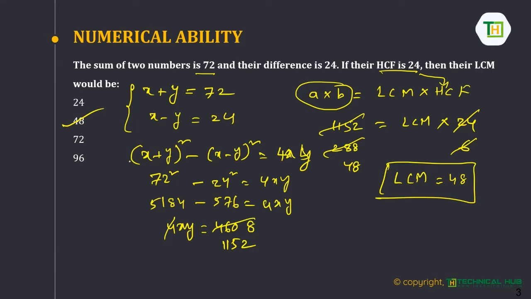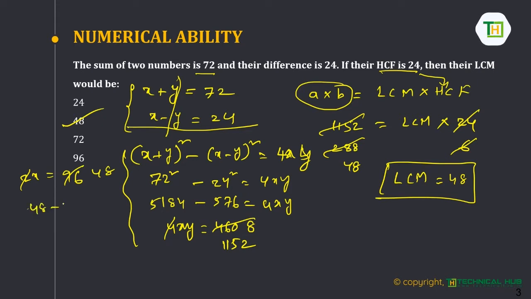Here, this is one method, and you can also solve this one just by taking the values of x and y. Here you can add these two. If you add these two, these two will be cancelled, and you will get 2x is equal to 96, and then x is equal to 48. If x is equal to 48, automatically y is equal to how much?